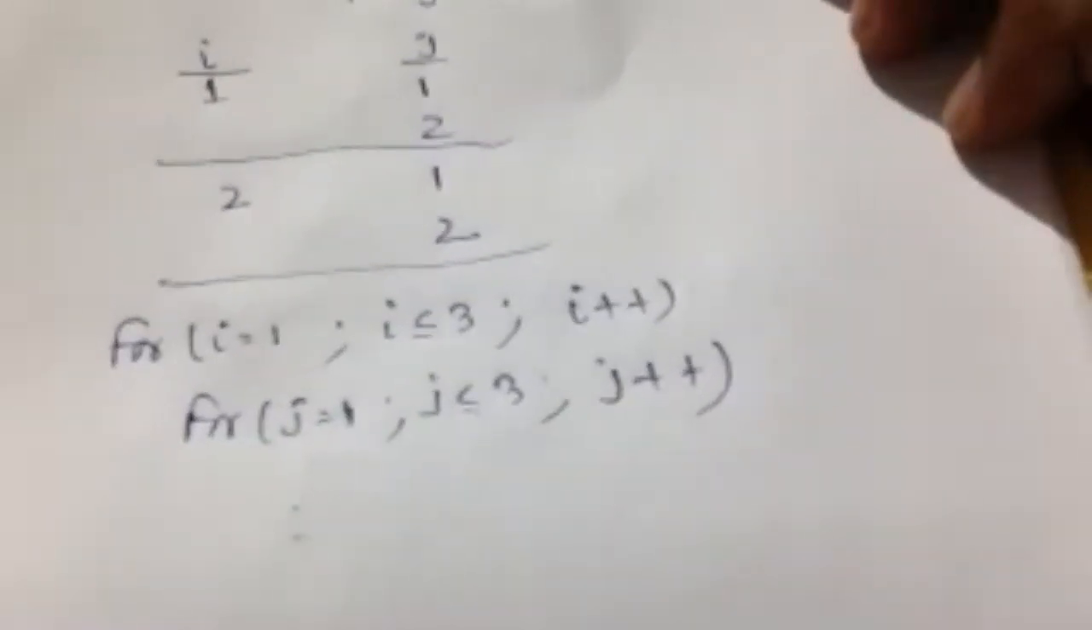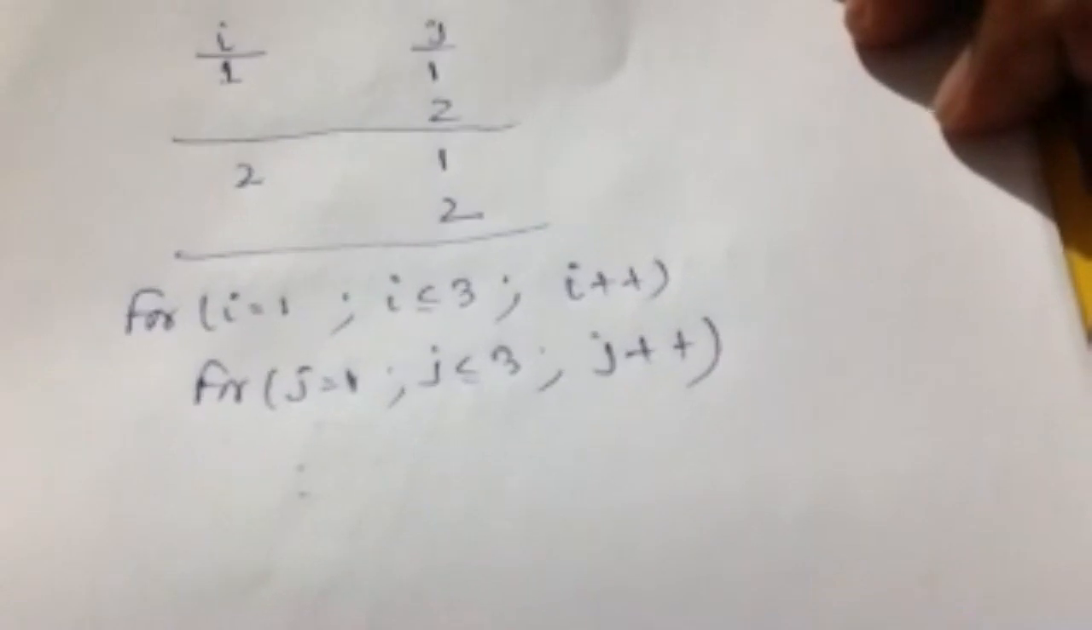Now you go for the below part. Upper loop is I, below is J. So I will repeat how many times? 3 times. Below one will repeat again 3, less than or equal to 3, isn't it?